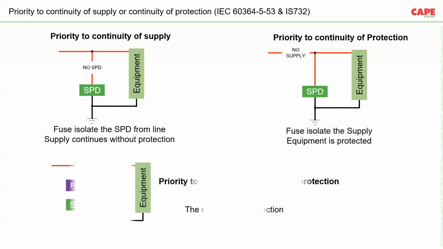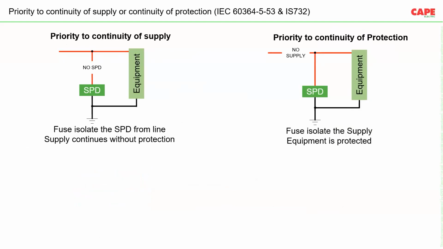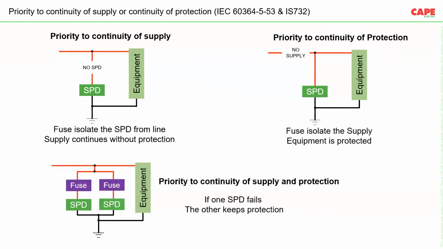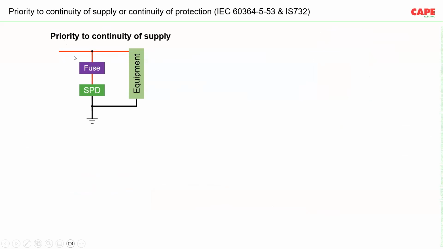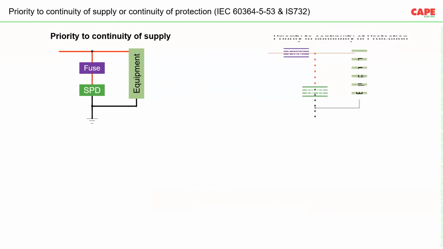Because if you see this example, this figure, this is the equipment to be protected. We have connected the SPD with a fuse. Now, in case the SPD has failed, a surge current flows through the fuse, and due to that, the fuse gets blown. Once the fuse gets blown, the SPD will be disconnected from the supply. Hence, the equipment will get a continuous supply. This is the first case, where we are ensuring continuity of supply with the use of a backup fuse.